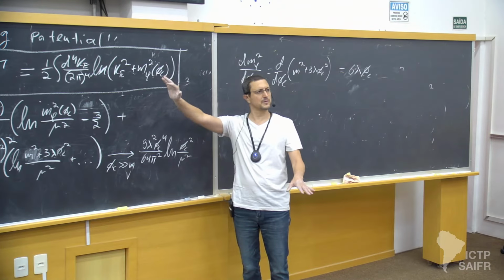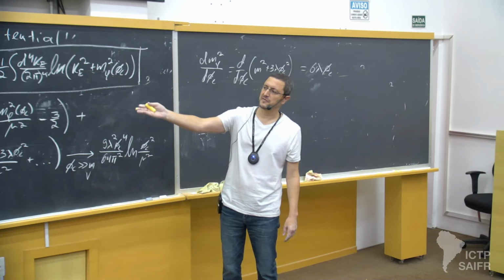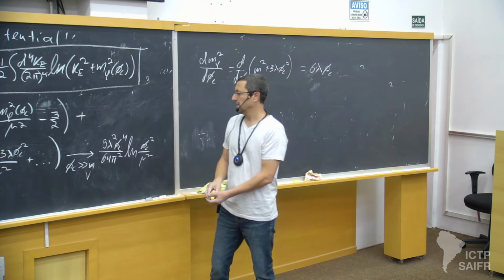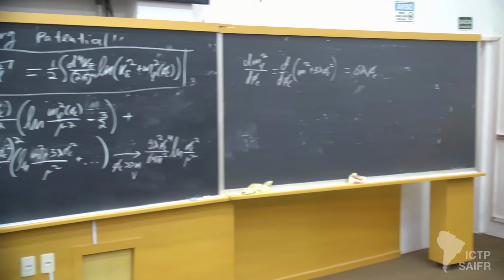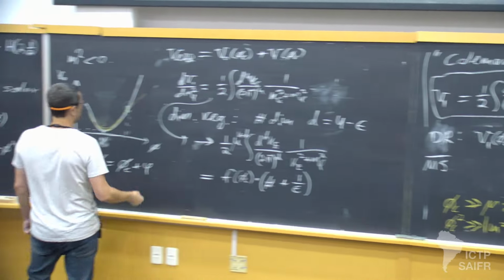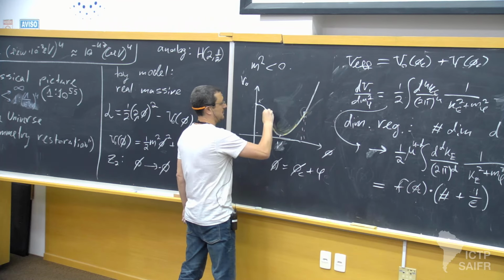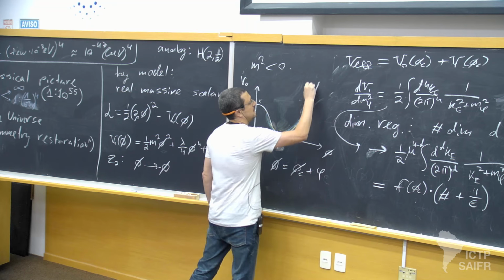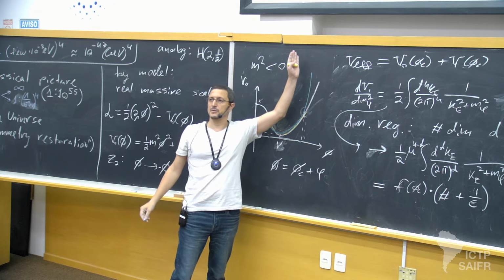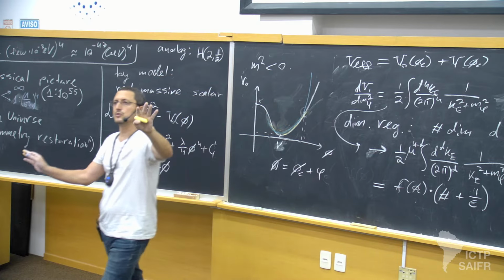It's going to modify the behavior of the function. And you can see what happens in this pure lambda phi to the 4, the pure scalar theory. This correction is positive at very large field space. And so in this pure scalar theory, the way the correction will look is something like this. It will give extra stabilization to the potential at very large fields. That's what happens in our pure toy model.